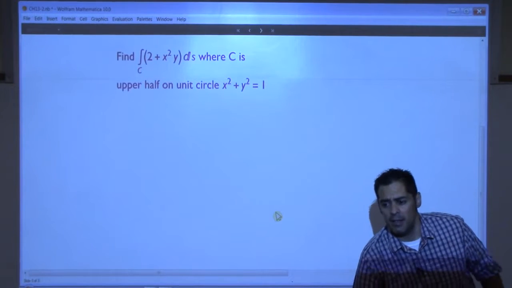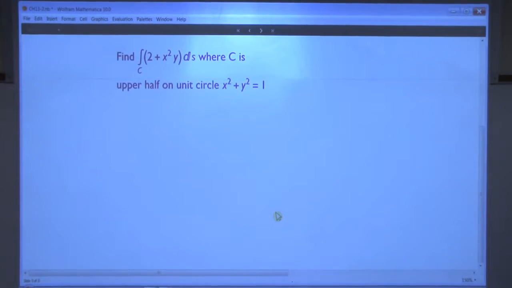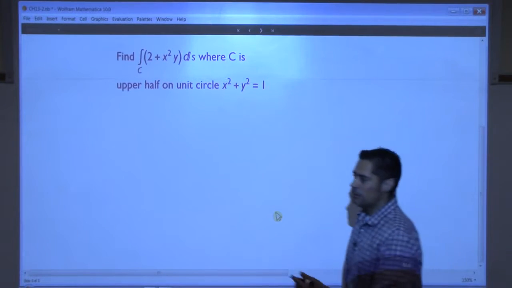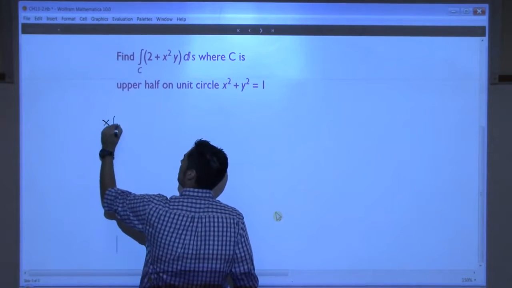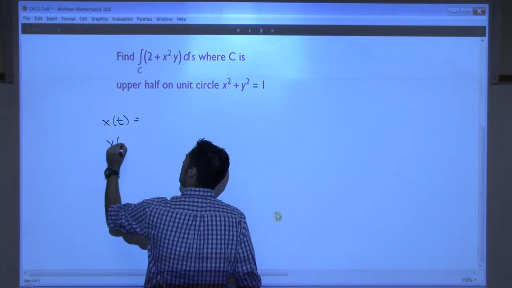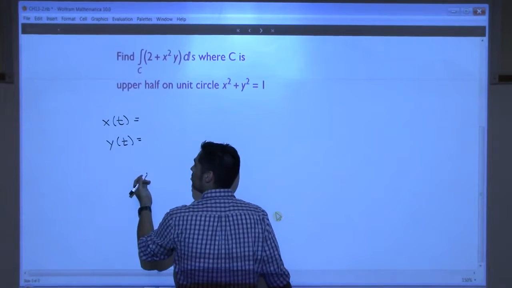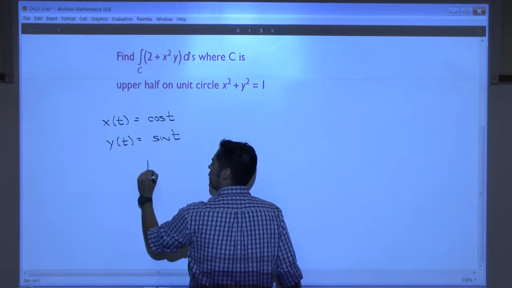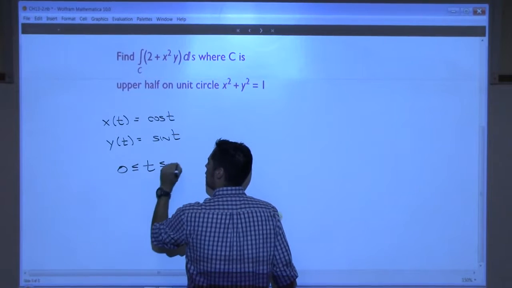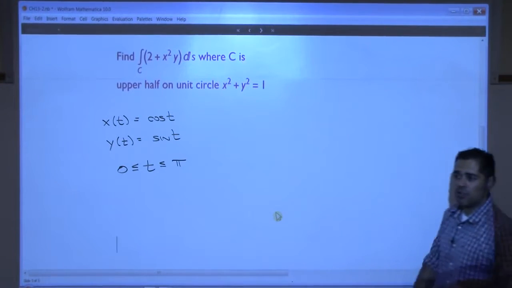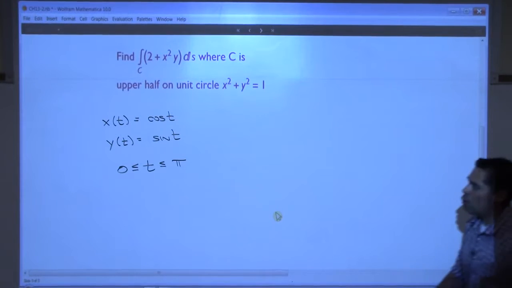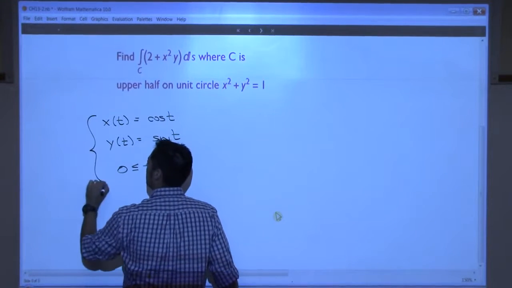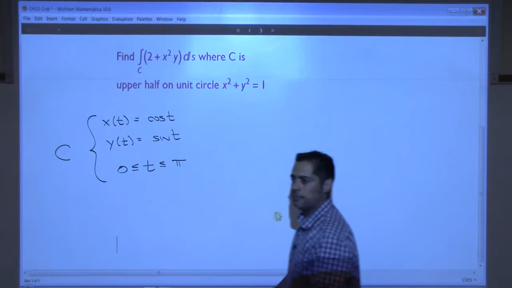What we need to do is find the parametrization of the upper half of the circle. So how are you going to draw me a unit circle upper half only? You're going to let x of t be what? And you're going to let y of t be what? We just did this, right? Cosine t, sine t. What are you going to let t be between? 0 and pi. Everyone hopefully agrees that that draws me the upper half of the circle. This is the parametrization of C, right? That's C.